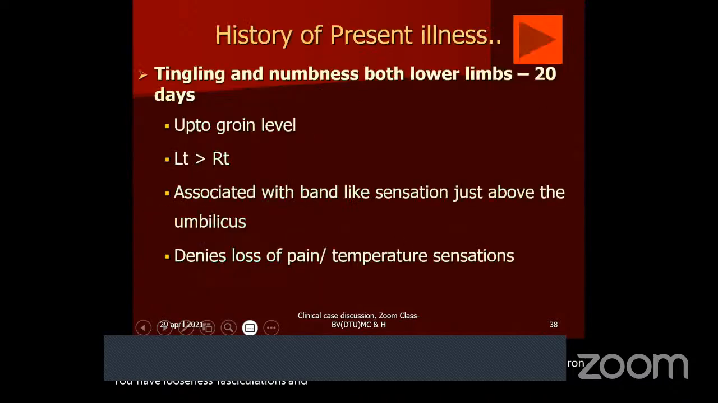Now, tingling and numbness of both lower limbs of 3 weeks up to groin level. Left is more than the right. Associated with a band-like sensation just above the umbilicus. He denies loss of any pain or temperature sensation. So let us see, let's have some questions.